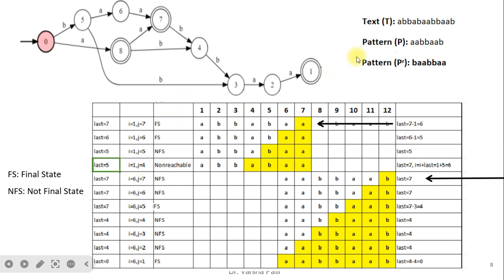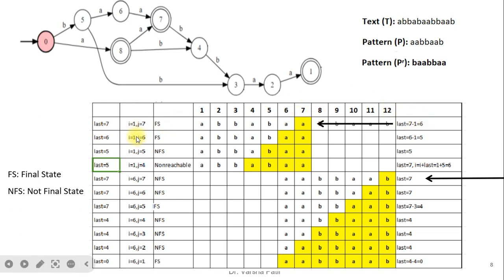In the pattern 7 characters are there, so we take the first 7 characters from the text. The first 7 characters from the text are ABBABAA. Initially last is equal to 7, I equal to 1 and J equal to 7. When we see the first character from the right hand side, A, it reaches the final state.